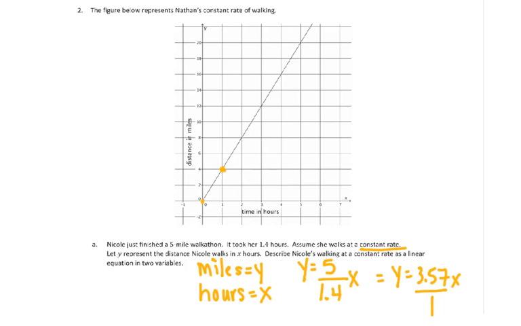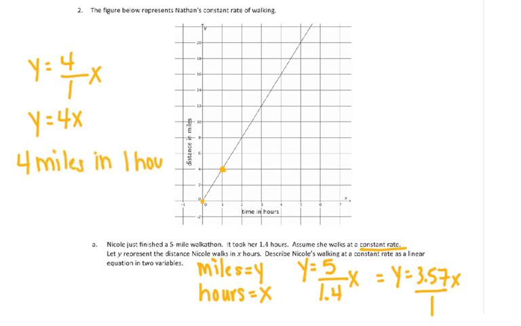So if I'm paying attention to my scale, I need to go up 2 units to get to 2 and 2 more units to get to 4. So I'm going up 4 units, so y equals 4, and I'm going to the right 1 unit. So that means my slope is 4 over 1x. So I would represent this equation as y equals 4x. That is the equation for this line. So Nathan's constant rate of walking is 4 miles per hour. So he is walking 4 miles, I'm going to write this out, 4 miles in 1 hour, okay? Whereas Nicole is walking 3.57 miles in 1 hour.